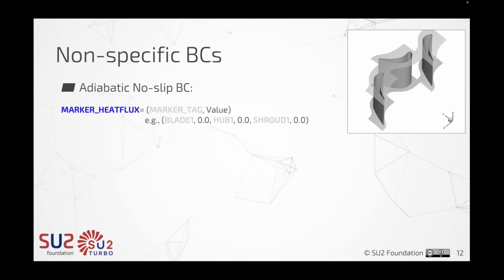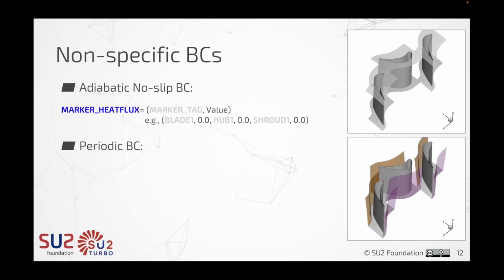So the syntax will look something like this. The marker tag, referring to the boundary to which we are applying this adiabatic no-slip condition, followed by the heat flux value that is 0. So for the first component, this is going to be, as an example, blade1, heat flux 0, hub1, heat flux 0, shroud1, heat flux 0, and so on for all the other components, all the other rows.